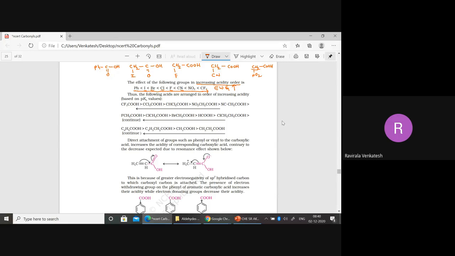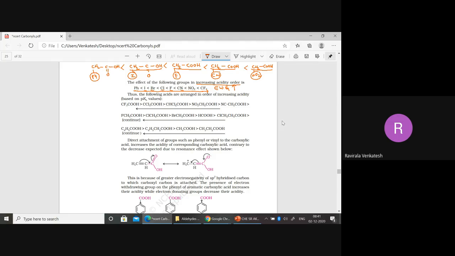Now all are having CH2COOH. You can write directly like this, no problem. That means all are acetic acids only, but based on the substituents, you observe here a phenyl group, iodine, fluorine, cyanide, NO2. From phenyl group to NO2, electron withdrawing group nature is increasing, therefore acidic character also increases.